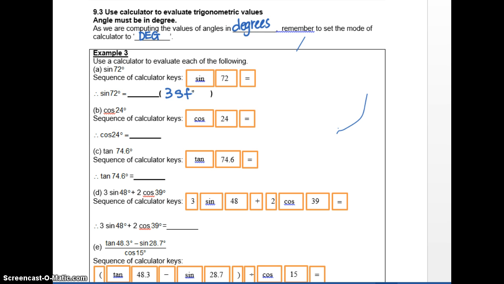Spend 10 minutes doing example 3 and practice question 4 before you proceed to example 4. Pause the video now.